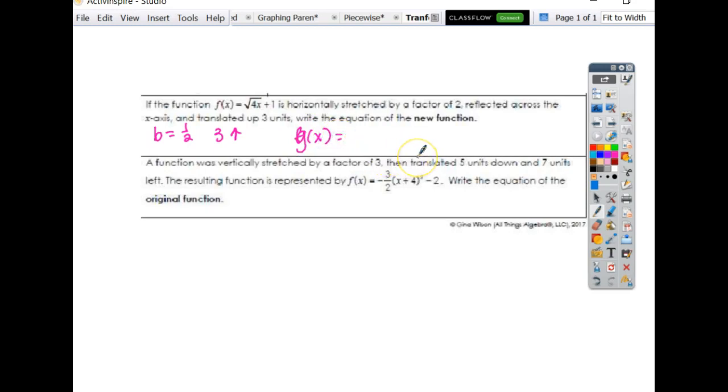So horizontally stretched by a factor of 2. What happens to that? It goes inside. So it's times 1/2, correct? So 4 times 1/2 leaves me 2. And then I'm reflected across the x-axis. So where does the negative go? Outside. So there's a negative out there, and it's translated 3 units up. So if it starts at 1 and it goes up 3, it's plus 4.